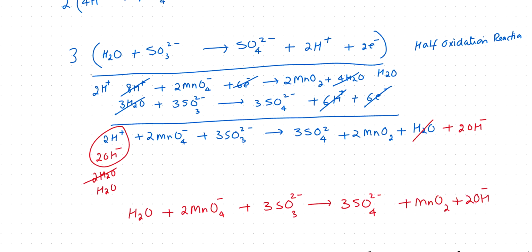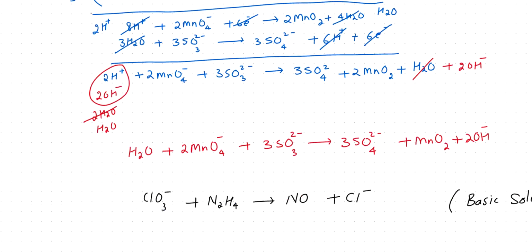So you can check the charges here. On the left side, 1 MnO4 has 1 negative charge, so 2 MnO4 means 2 negative charges here, and 1 SO3 has 2 negative, so 3 SO3 means 3 times 2, 6 negative. In total we have 8 negative charges on the left side. On the right side, 1 SO4 has 2 negative, so 3 SO4 means 6 negative here, and 7, 8. So the charges are balanced, atoms are balanced, so this is a balanced equation in basic solution.